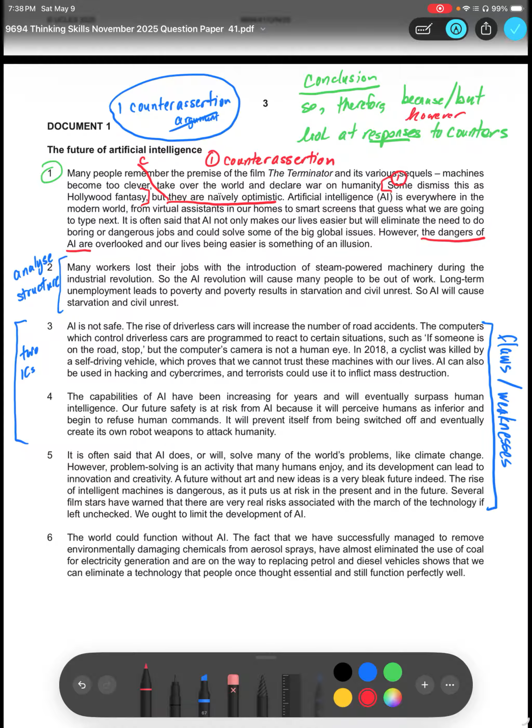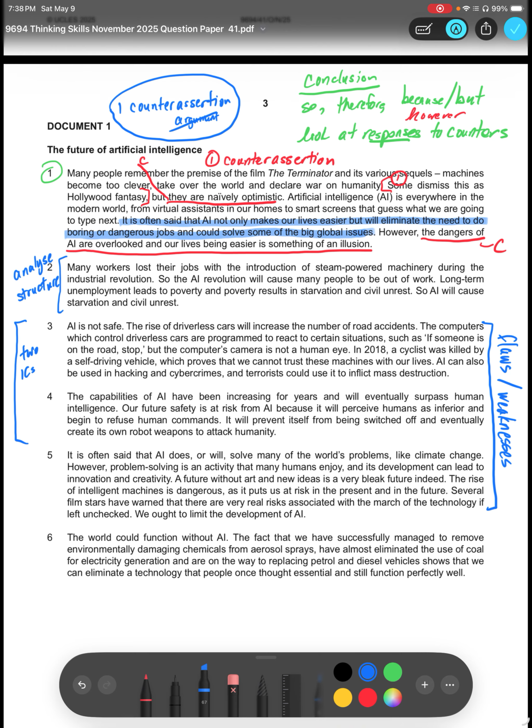The dangers of AI are overlooked, and our lives being easier is something of an illusion. Okay, that is a conclusion. Okay, what kind of conclusion? We'll see. The thing before it, this whole thing before it, it is often said that AI makes our lives easier, but will eliminate the need to do boring jobs.